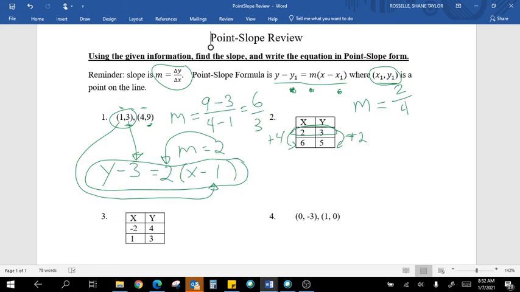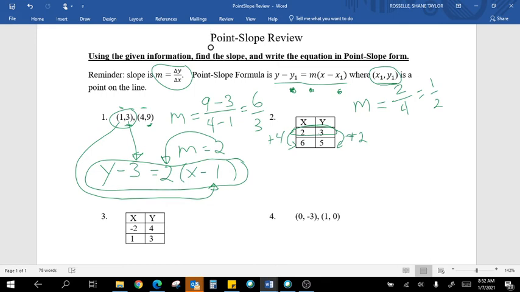Okay? So I always reduce. I never want to leave something not in its simplest form. So the simplest form of 2 over 4 is 1 over 2. You could also write it as 0.5 if you'd like to. If you make it a decimal, that's fine. So now I have my m.